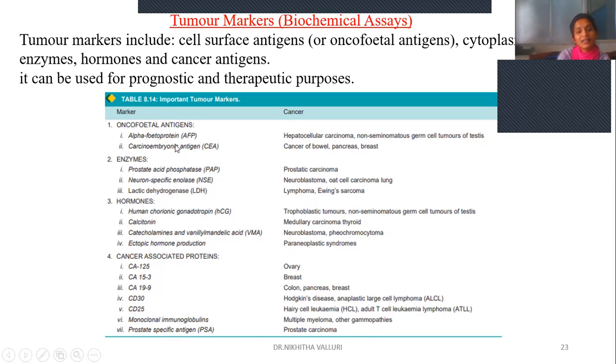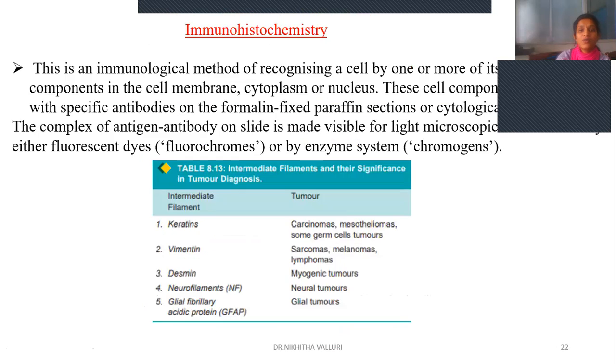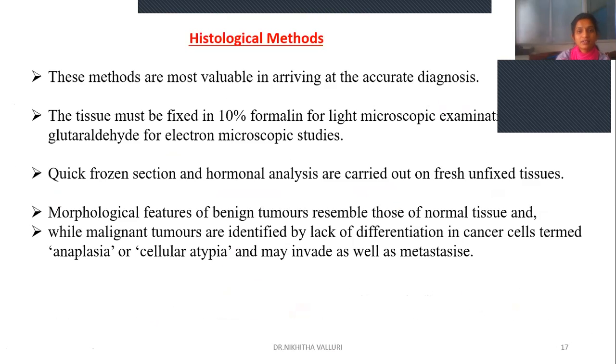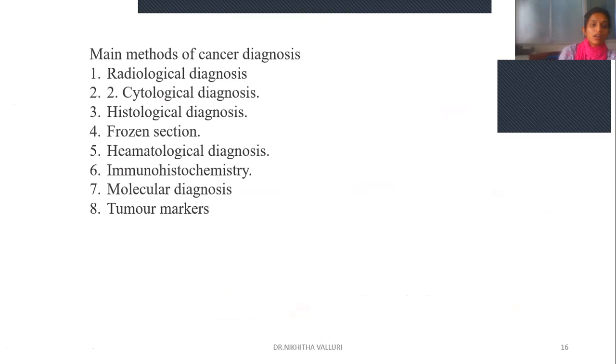And oncofetal antigens are seen in newborn babies. All these indicate tumors, so they are considered tumor markers. This is how we diagnose cancer. These are the different diagnostic methods for detection of cancer. With this, we complete this topic. Thank you.